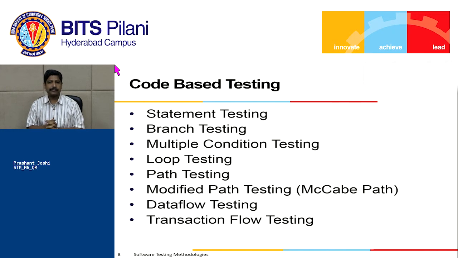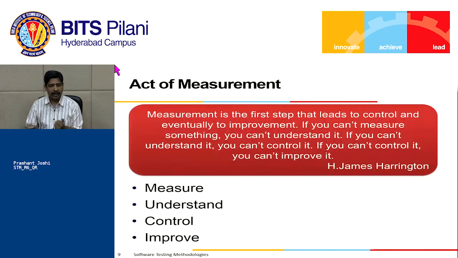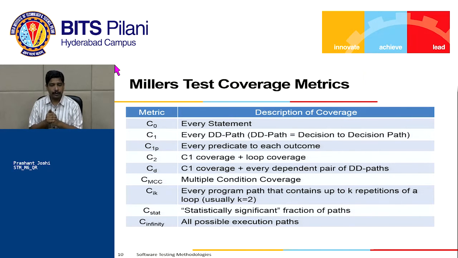Changing paths or changing tracks, what we have is learning a metric, which is Miller's metric for all the code-based testing. And why do we learn this particular metric? Because we want to measure, we want to understand, we want to control, and further we would like to improve. And that is where code-based testing metrics come into play.